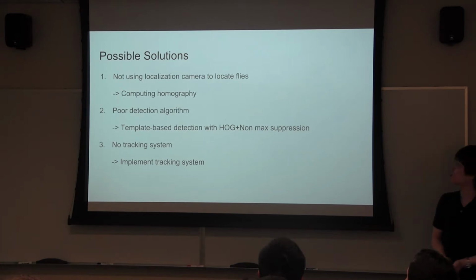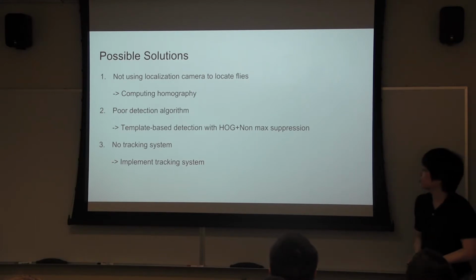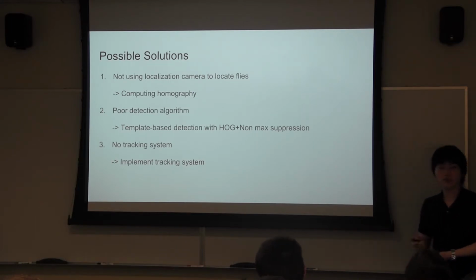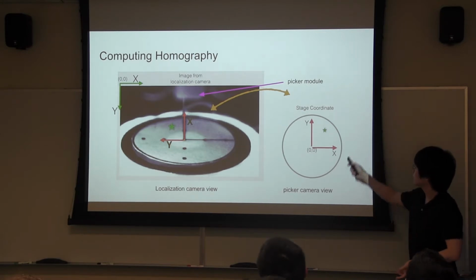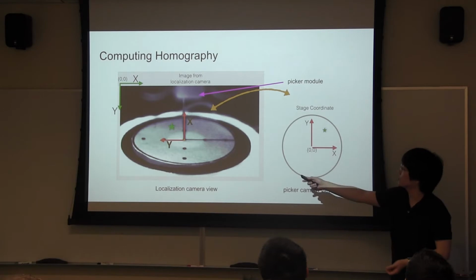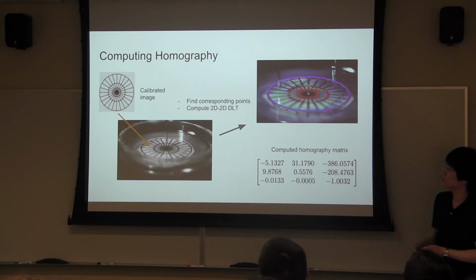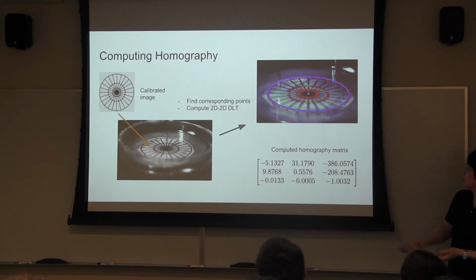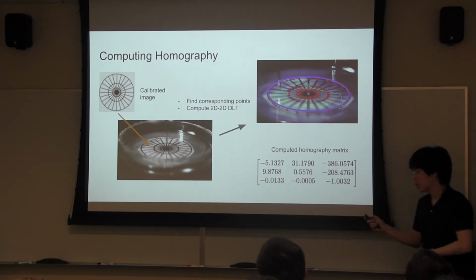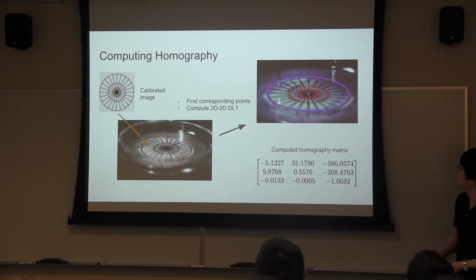To solve this, I computed the homography matrix, used template-based detection, and implemented the system. First, the homography. What I want to do here is find the coordinates of the stage by just looking at the image. So I put a calibrated image onto the stage and did point matching to find the corresponding points, and then used the DLT to get the homography matrix. The accuracy was about 0.1 RMS.